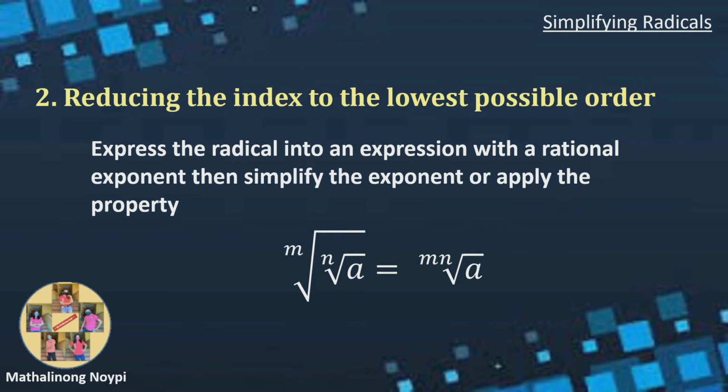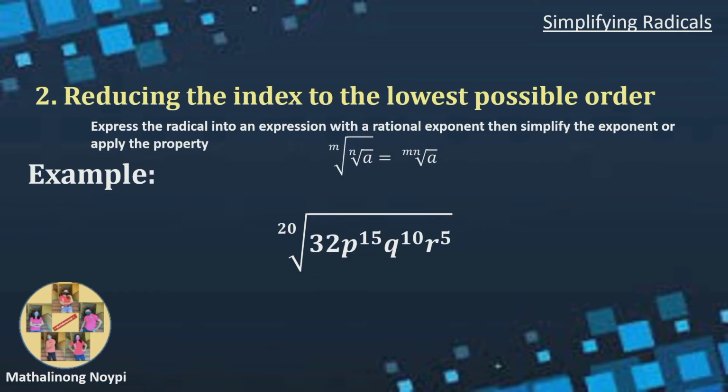Now let's proceed to number 2, which is reducing the index to the lowest possible order. Dito, we will express the radical into an expression with a rational exponent, then simplify the exponent or apply the property: the mth root of the nth root of a is equal to the mnth root of a. For example, the 20th root of 32p to the 15th power, q to the 10th power, r to the 5th power.